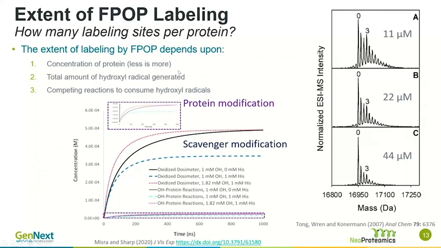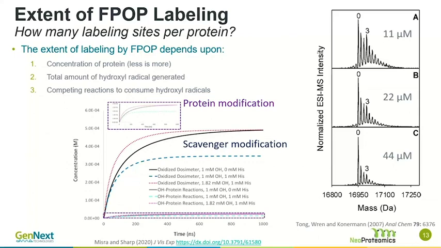So if you just think back to your standard chemistry rate law, right? Velocity of a reaction. The reaction of a hydroxyl radical with a protein is a second-order reaction. The velocity of that reaction should depend on the concentration of the radical and the concentration of the protein. The higher the concentration of the protein, the faster the reaction goes. Okay, and that's true. That is completely true.